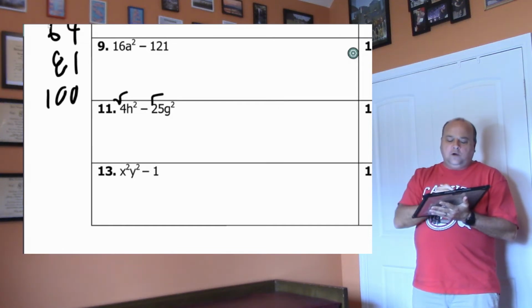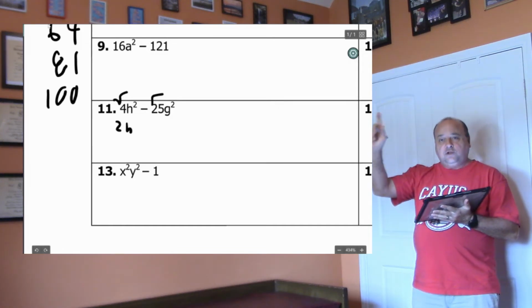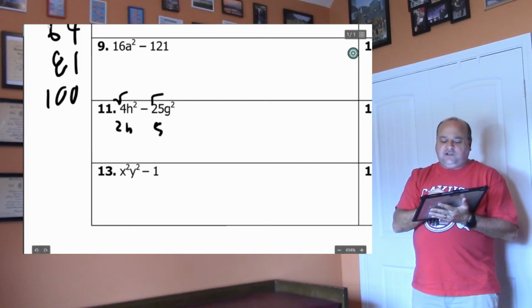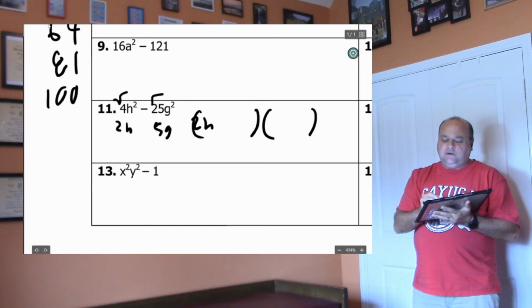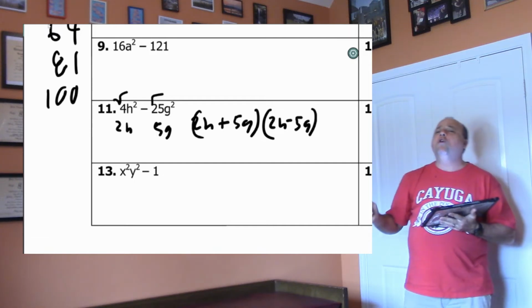The square root of 4 is 2h, right, write it below. The square root of 25g squared is 5g. And then you draw your 2 parentheses. You put 2h and 5g in both parentheses, and one's positive, one's negative. Piece of cake.